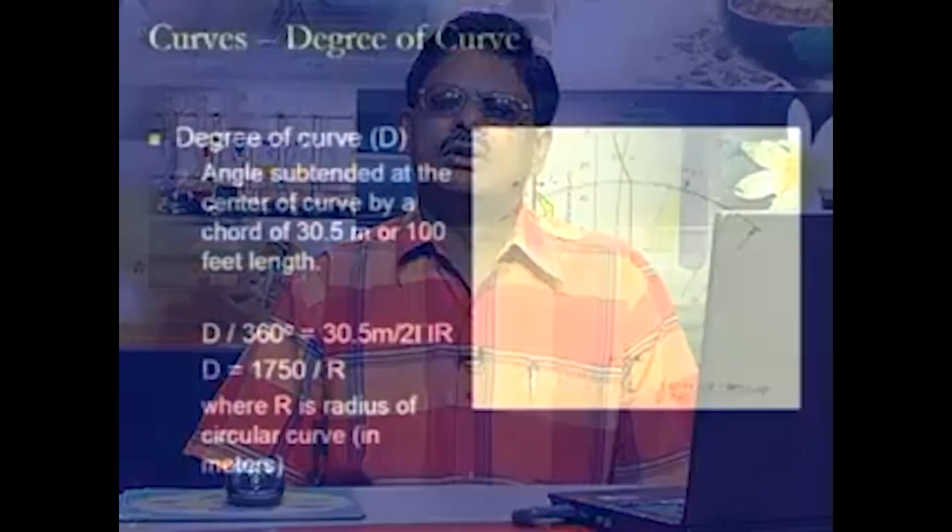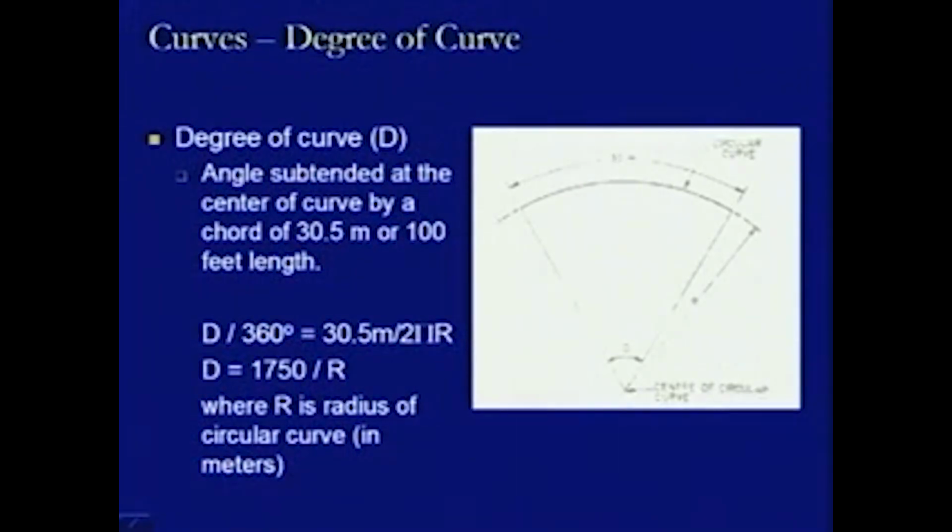Now, we come to the different elements or the design features of curves. The very first design feature of the curve is the degree of curve. This is the way by which the curves are designated. There are two ways by which the curves can be designated: one is by their curvature and another one is by their radius.